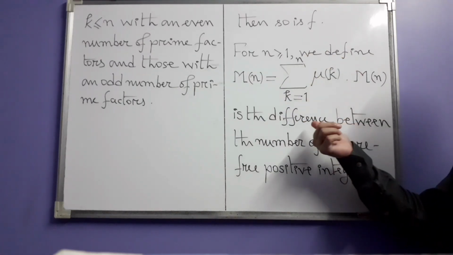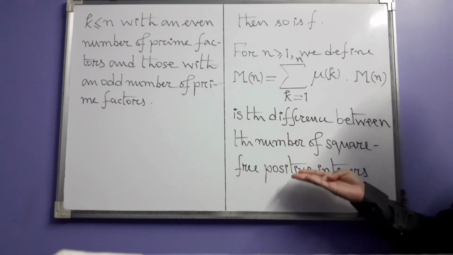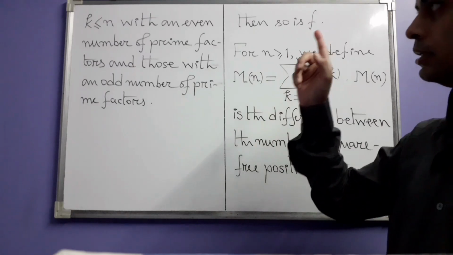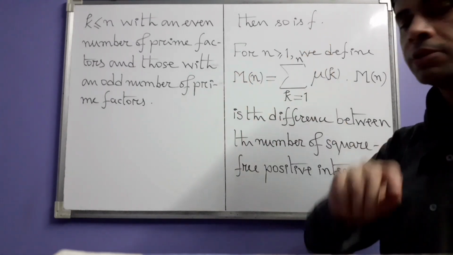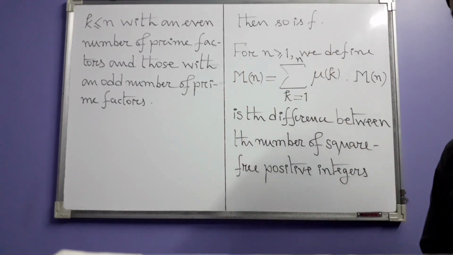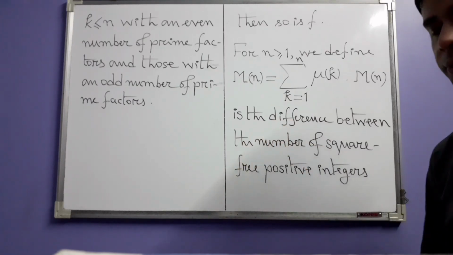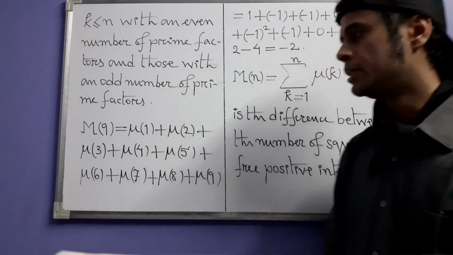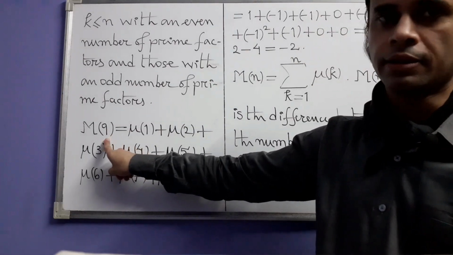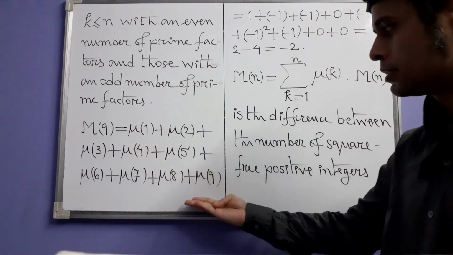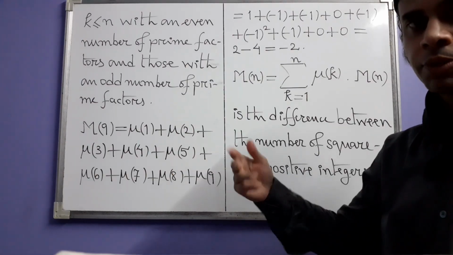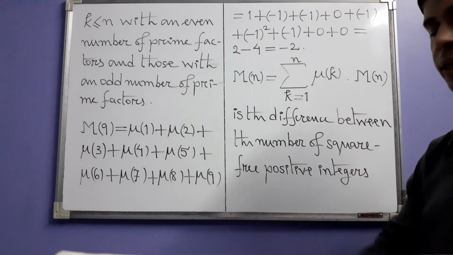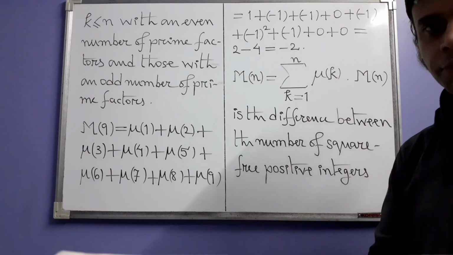Then M of n is the difference between the number of square-free positive integers less than or equal to n with an even number of prime factors and those with an odd number of prime factors. Let's see this in an example and try to understand what this means. As an example, we take the case where n is 9. So M of 9 by definition is the sum of all the mu values of positive integers less than or equal to 9. Now let's go back to the definition of mu and calculate all these mu values.